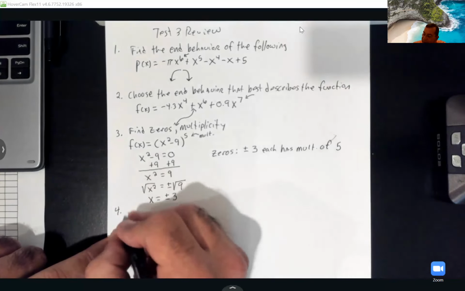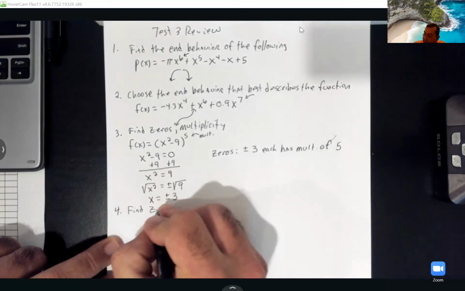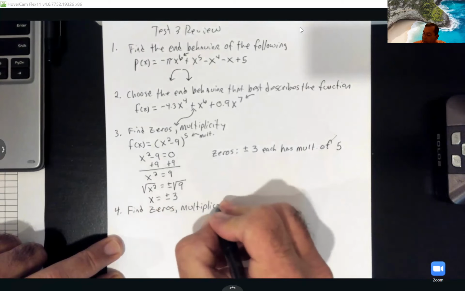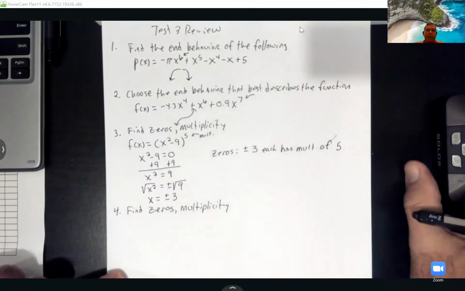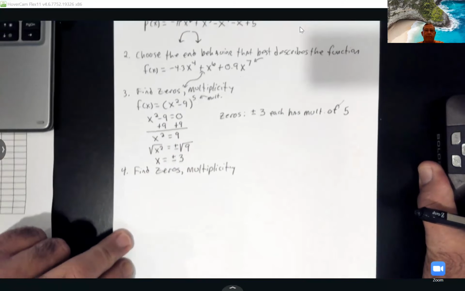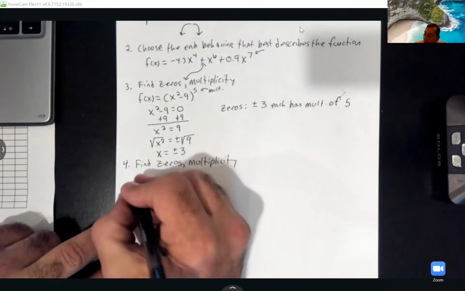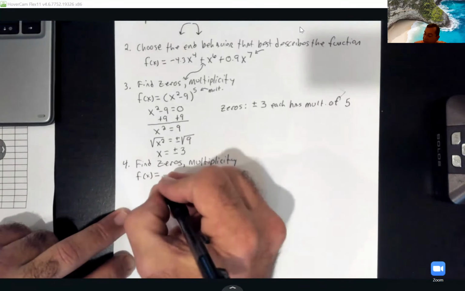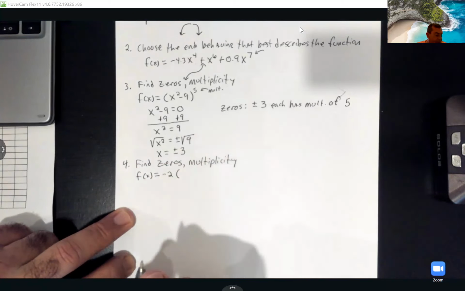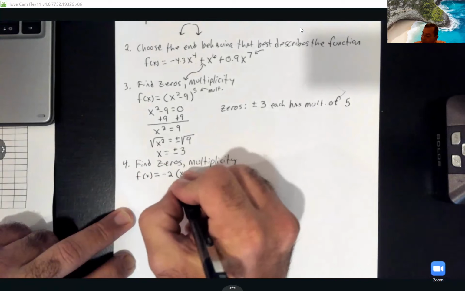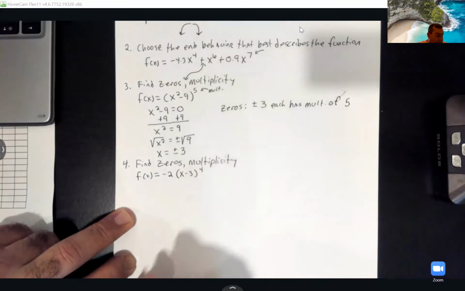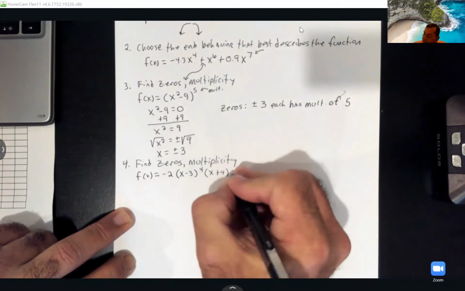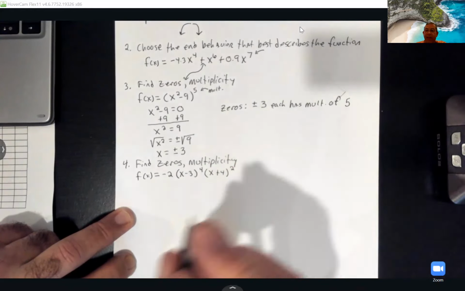Y'all, same thing on this, find the zeros and multiplicity. So for 4, they're giving me f of x equals -2 times x minus 3 to the 4th, x plus 4 squared, and then x to the 3rd.